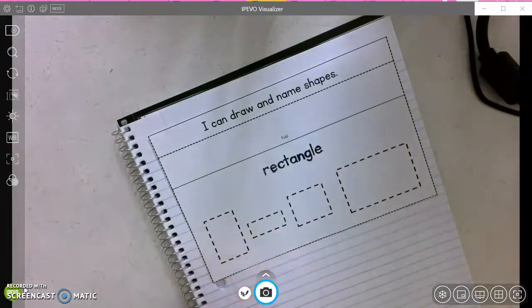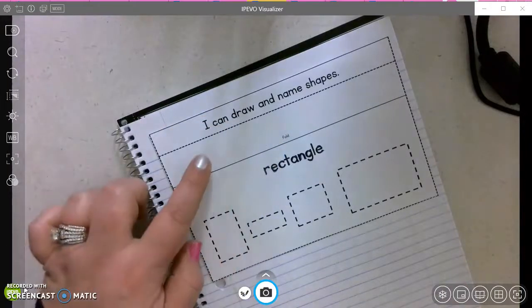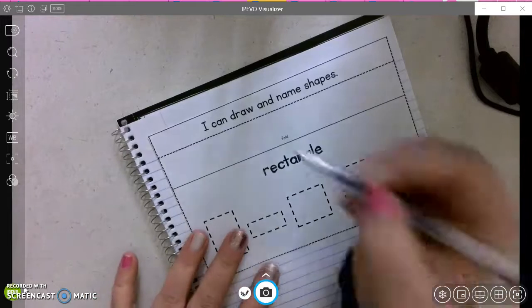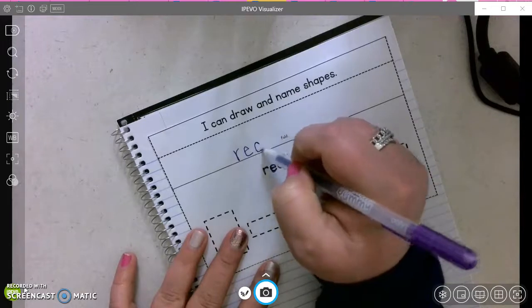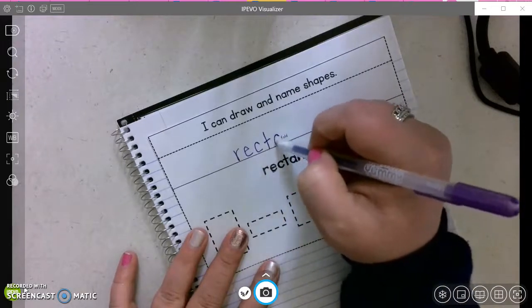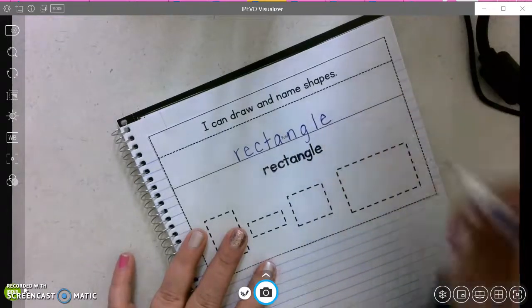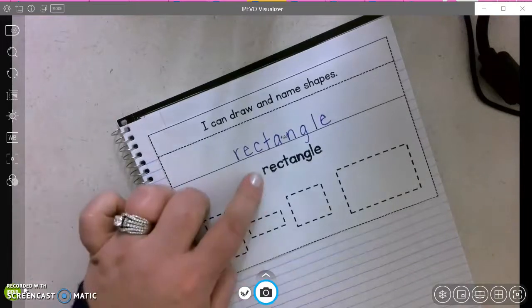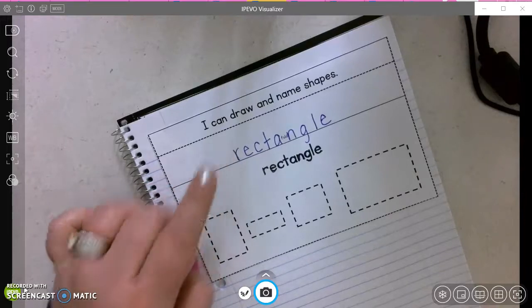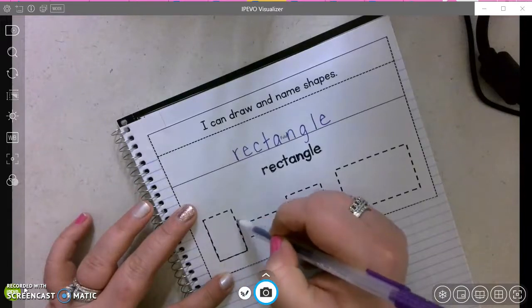What I would like for you to do is to trace the word rectangle. R-E-C-T-A-N-G-L-E. Rectangle. Okay. Then, up here, it says bold right here. We're ignoring that. On this line, I want you to practice writing the word rectangle. R-E-C-T-A-N-G-L-E. Rectangle. Once you've traced the word and you've written the word up on this line, then we're going to go through and we're going to trace the rectangles.